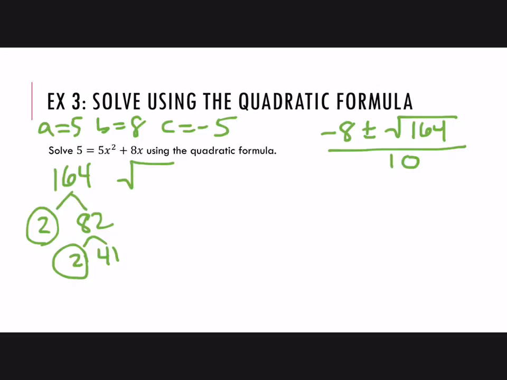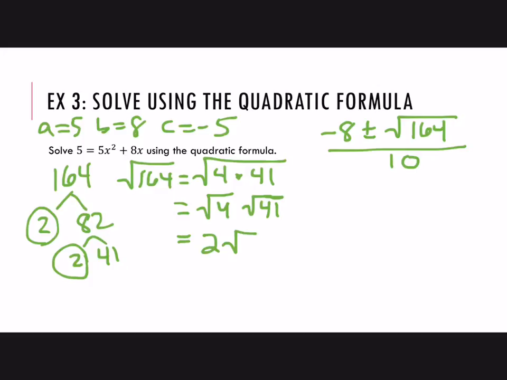Right? So in other words, square root 164 can be written square root of 2 times 2 is 4, and then times 41. All right, so you can double check that. That does equal 164. Now with square roots, we can split this up and write square root 4 times square root 41. Okay, and square root of 4 is 2. So this is 2 times the square root 41.